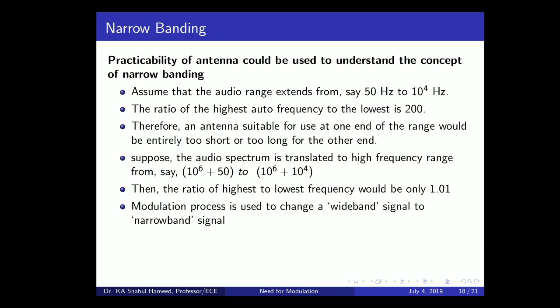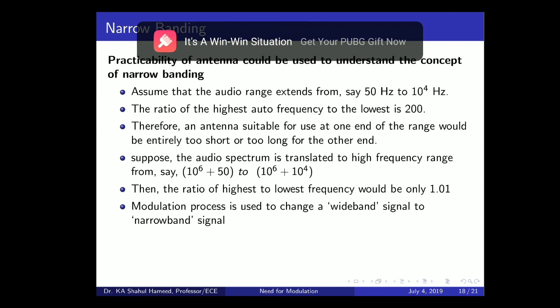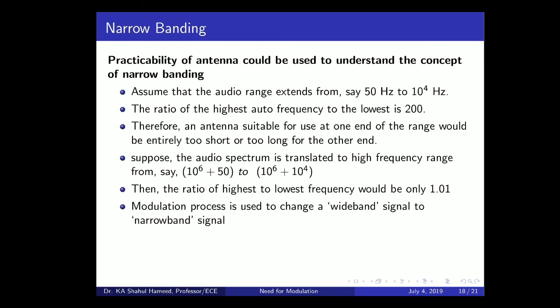Assume that the audio range extends from 50 Hz to 10 power 4 Hz. The ratio of highest frequency to lowest is 200. Therefore, an antenna suitable for use at one end of the range would be entirely too short or too long for the other end. Suppose the audio spectrum is translated to high frequency, from say 10 power 6 plus 50 to 10 power 6 plus 10 power 4, then the ratio of highest to lowest frequency would be around 1.01. The modulation process is used to change the wideband signal to a narrowband signal.